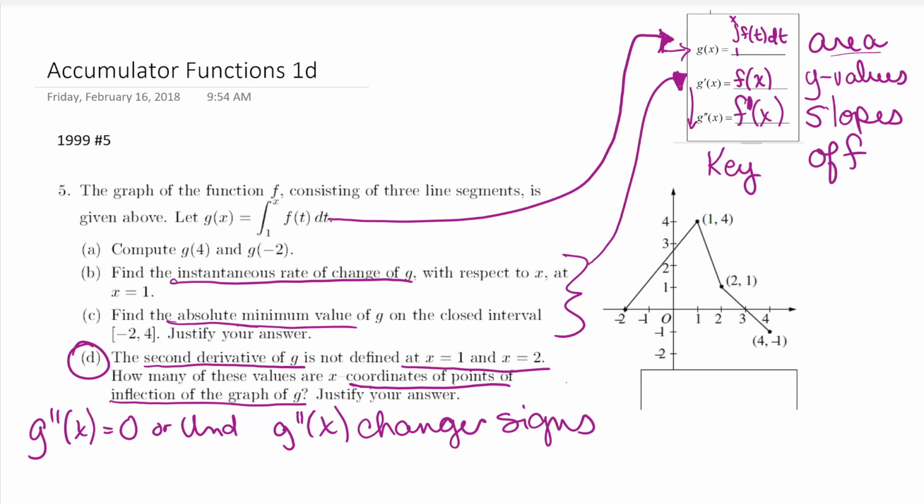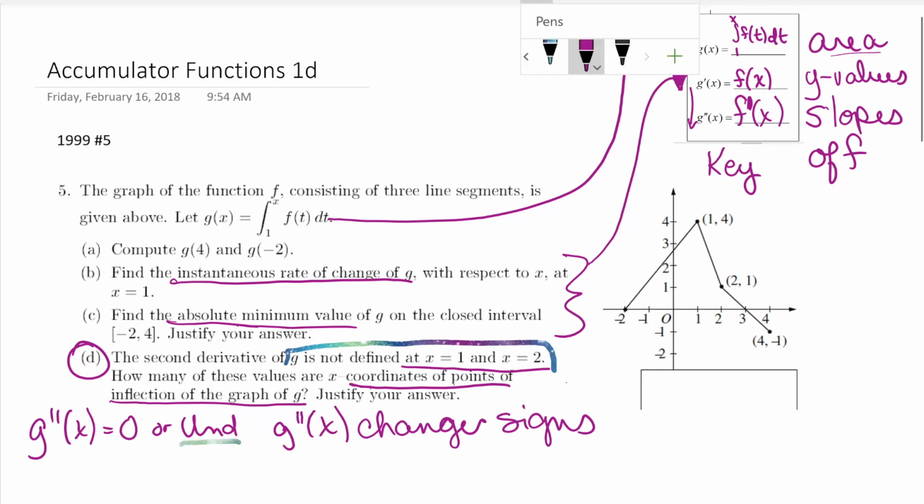Okay? So they've already told us up here, I'm going to highlight. Well, that's not a highlighter at all, is it? We'll just do this. They told us up here that G is not defined at 1 and 2. So we already know that those 2 points that we're talking about are not defined, so that's undefined.